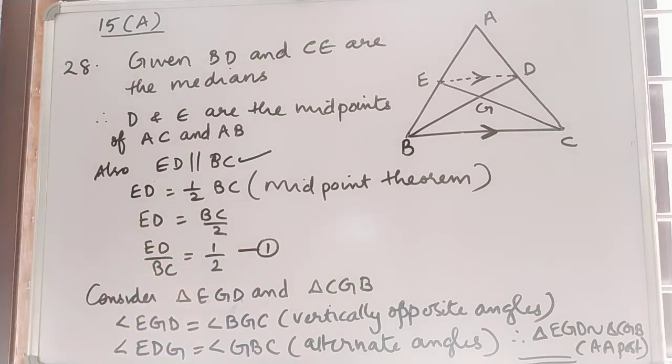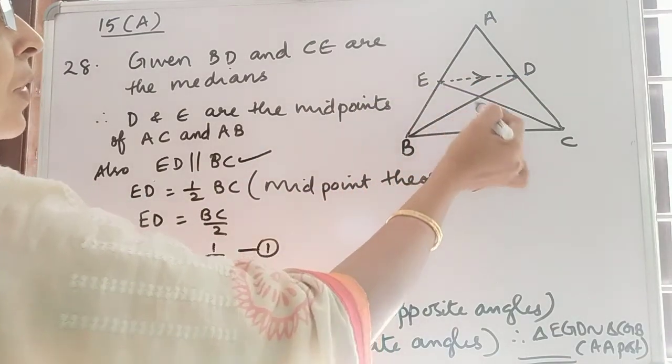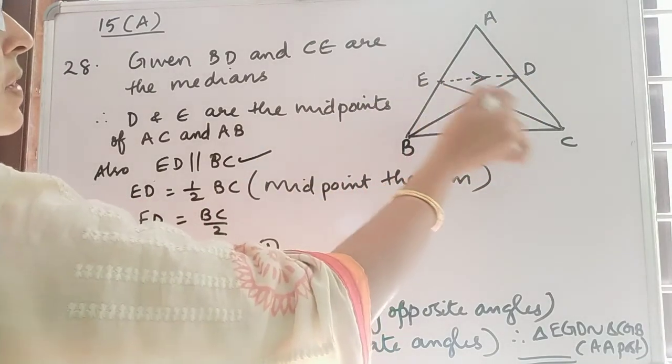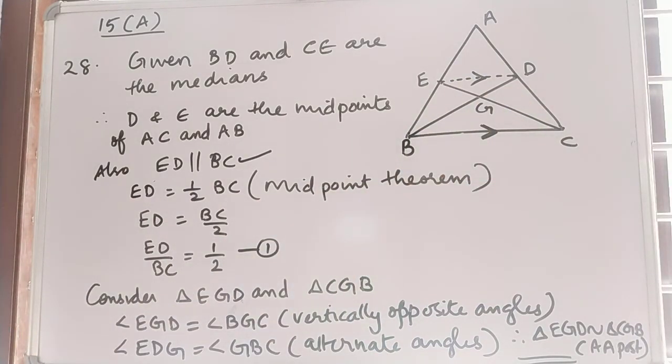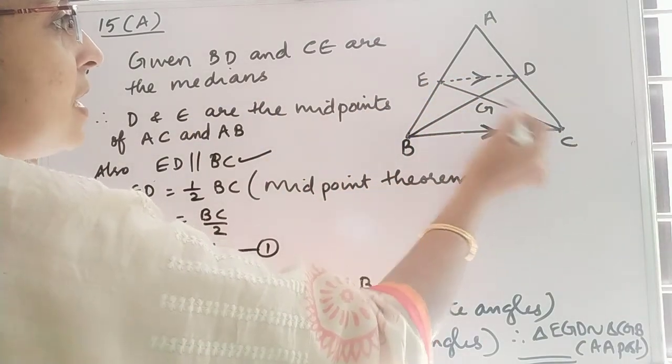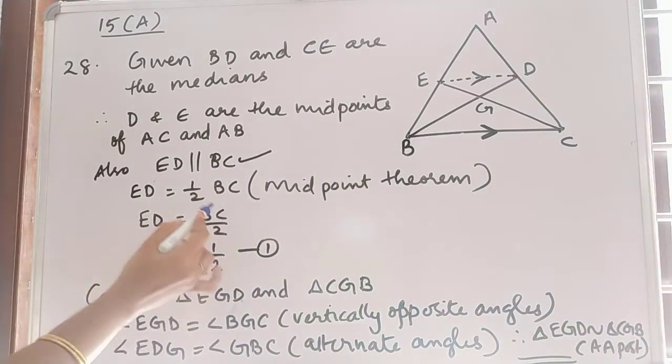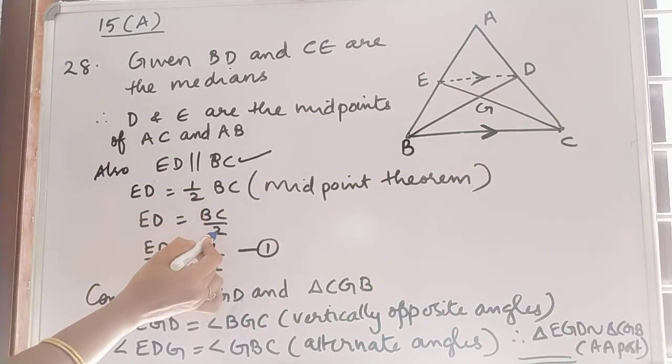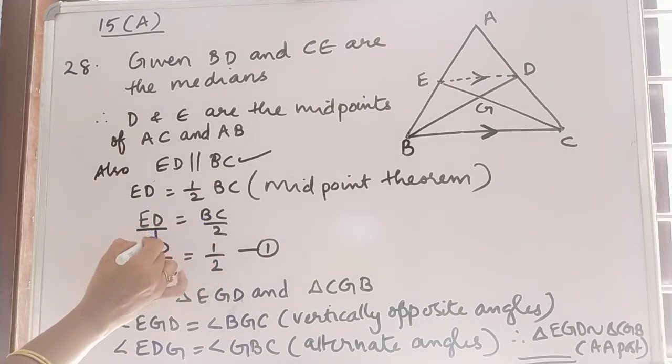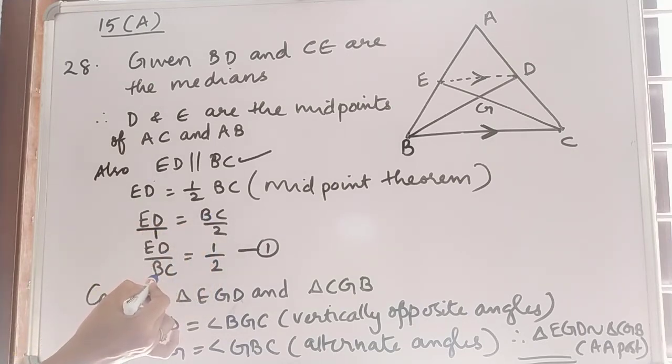So once again, D and E are the midpoints of AC and AB because BD and CE are the medians. Since E and D are the midpoints, using the midpoint theorem, ED is parallel to BC and ED will be half of BC. So ED is equal to BC divided by 2. Taking BC to the left side, ED divided by BC is equal to 1 by 2. Let it be equation number 1.